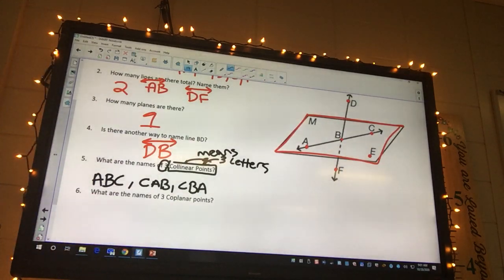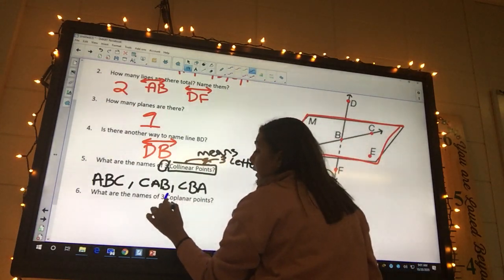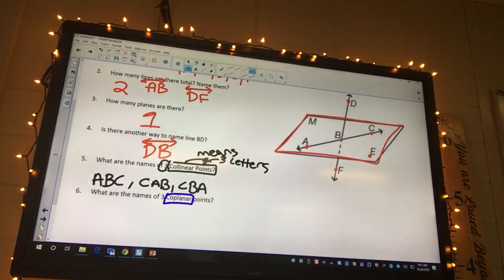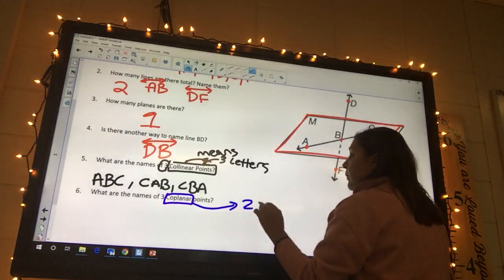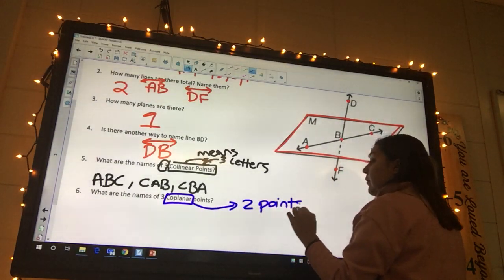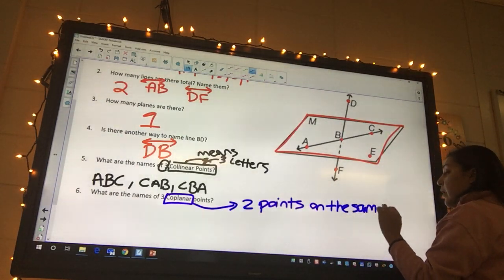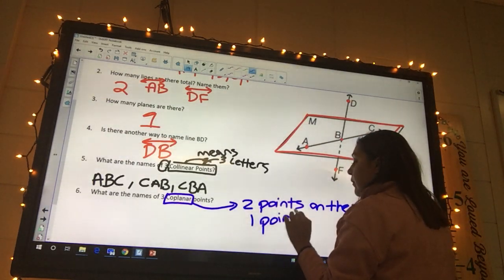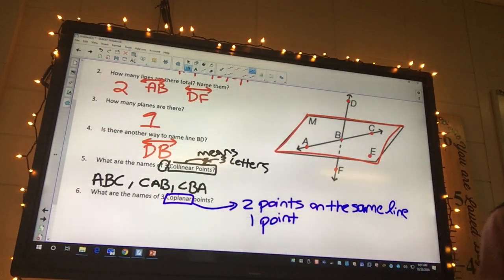What are the names of 3 coplanar points? So coplanar means what? On the same plane. Okay, and then there's a rule with coplanar. You need to write down the rules somewhere in your notes because you can use this. They have to be 2 points on the same line, and then one off. Let's do ABC. We'll call it that.